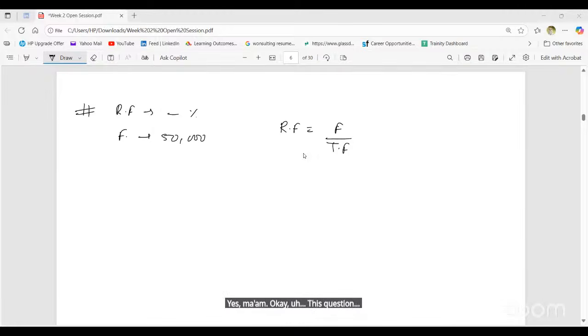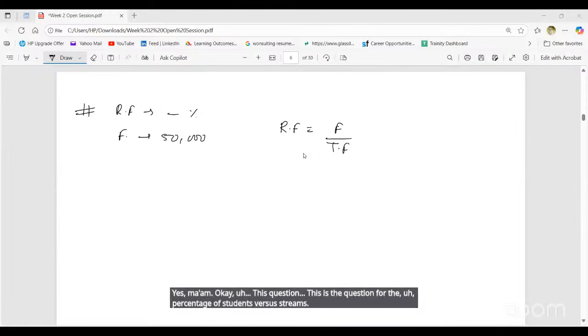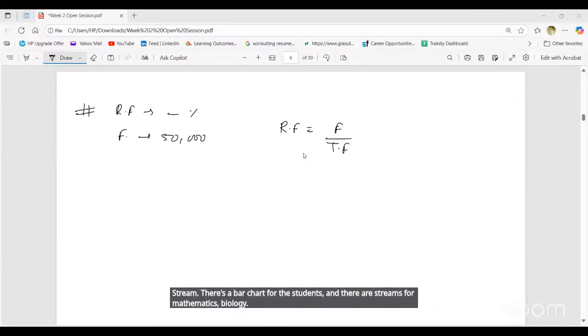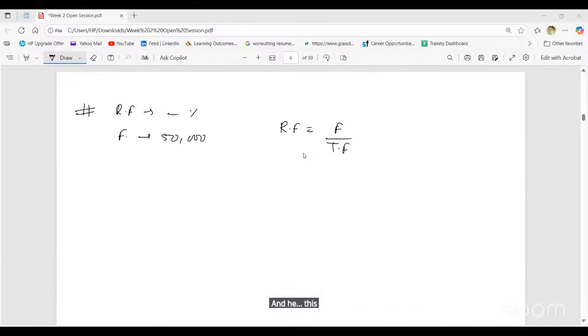This is the question for the percentage of students versus streams. There's a bar chart for the students, and there are streams for mathematics, biology, computer, history. And this question is from the practice assignment, students 2.1, right? 2.1. Yes, I'm asking for 2.1. Oh, I don't have that question actually.